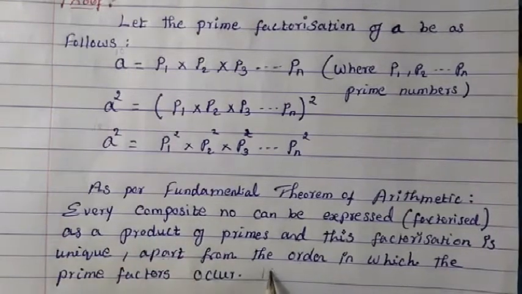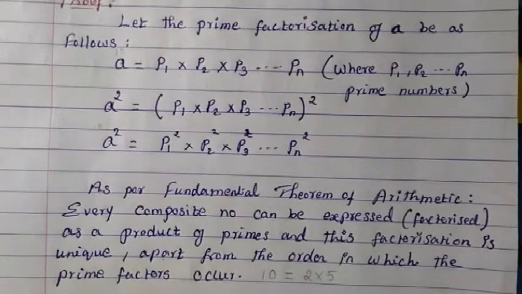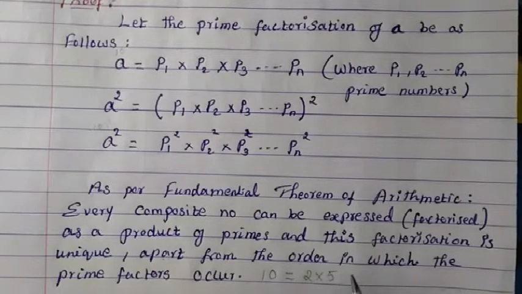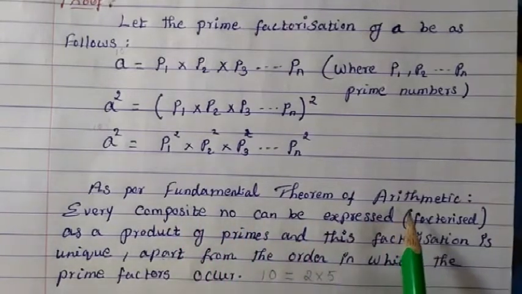For example, if 10 is a composite number, then its factors would be 2 and 5. It cannot be changed. 10 cannot have the factors of 3, or 8, or some other factors. So 10 can have only 2 and 5 as its factors. The order can be changed. It can be 5 and 2 or 2 and 5. But the factors will not change.